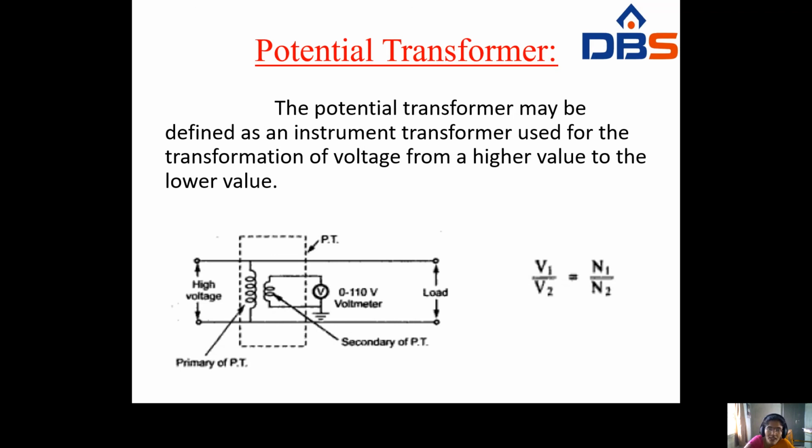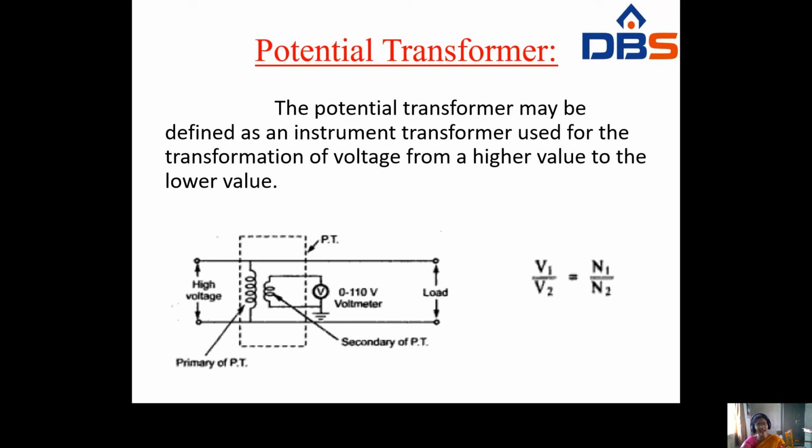So next one is the potential transformer. The potential transformer may be defined as an instrument transformer used for the transformation of voltage from a higher value to a lower value. This is a high voltage, and to convert it into a low voltage, you use the potential transformer.